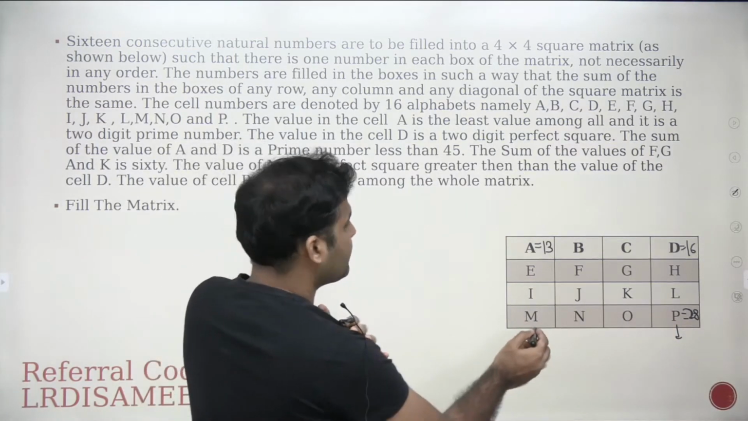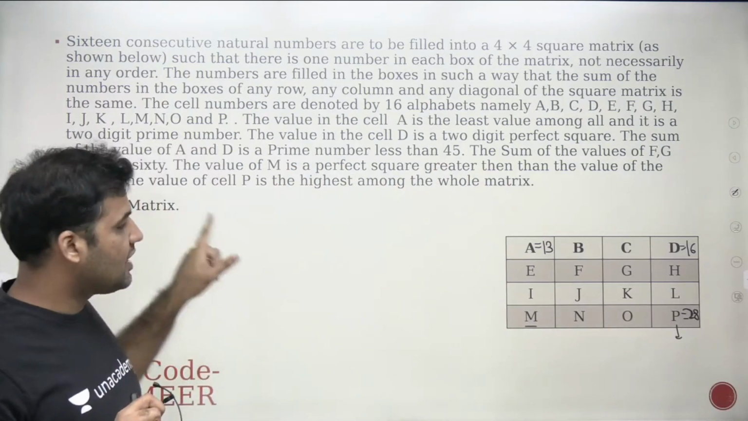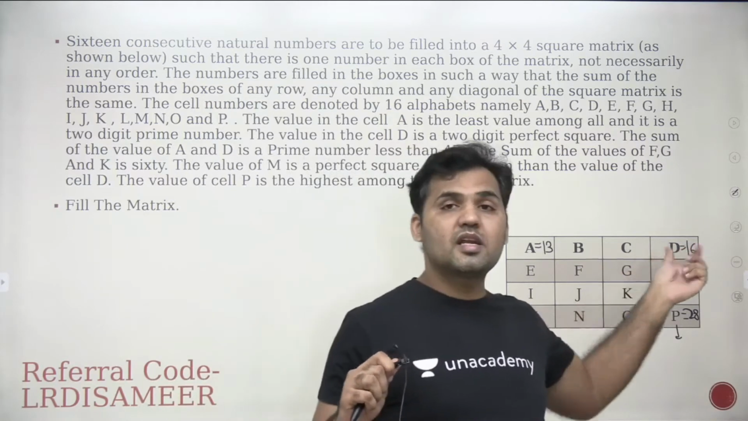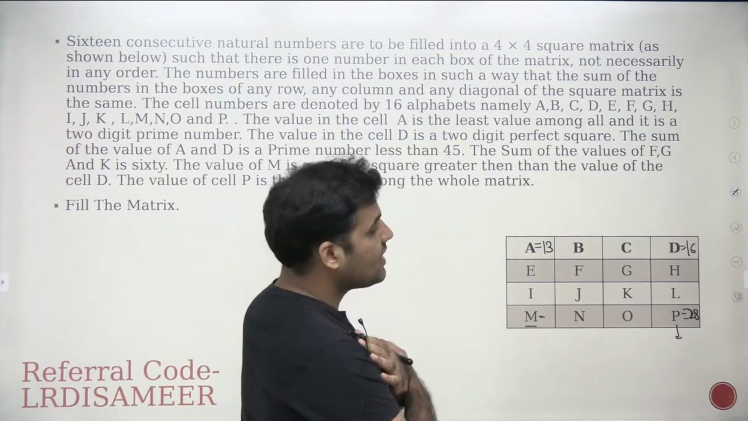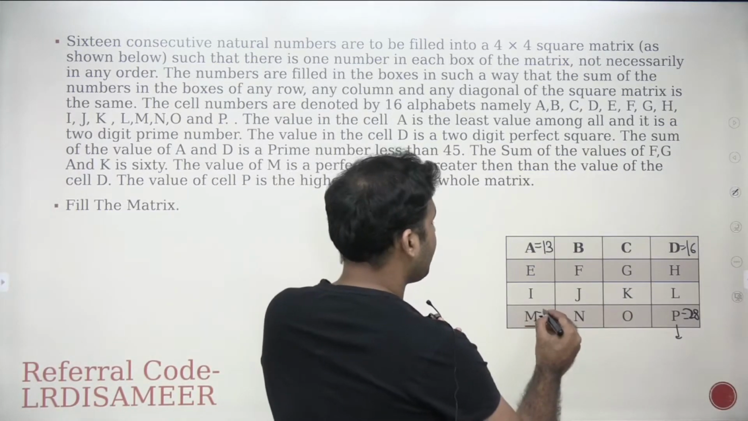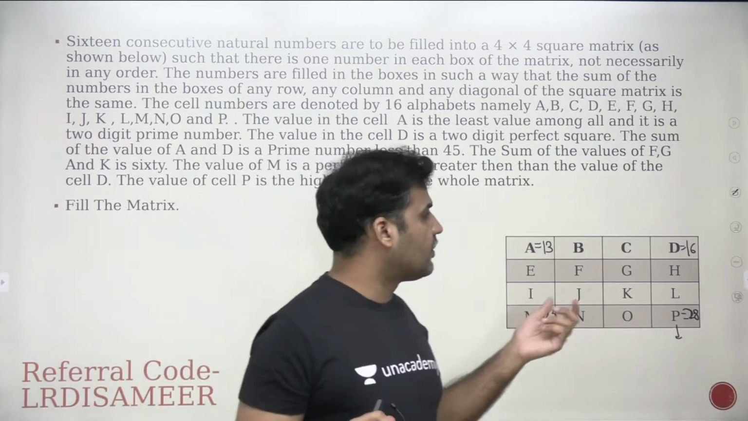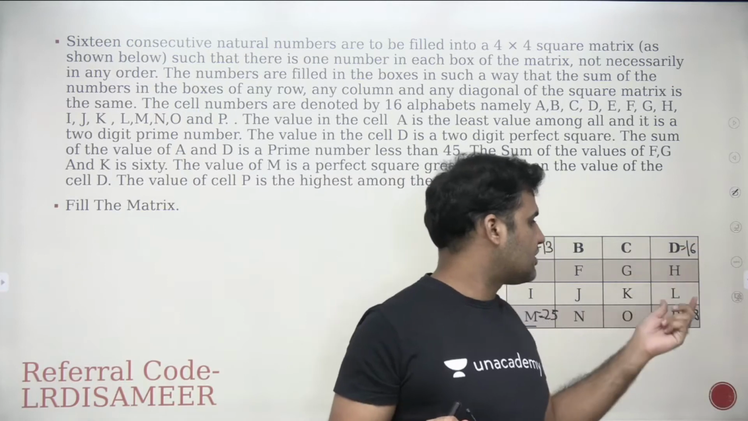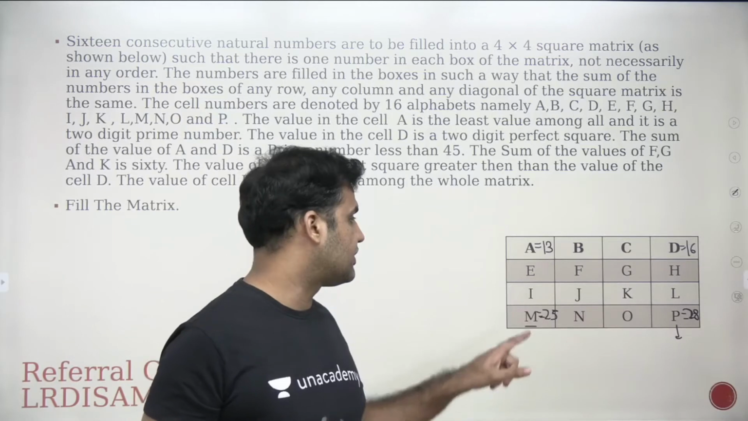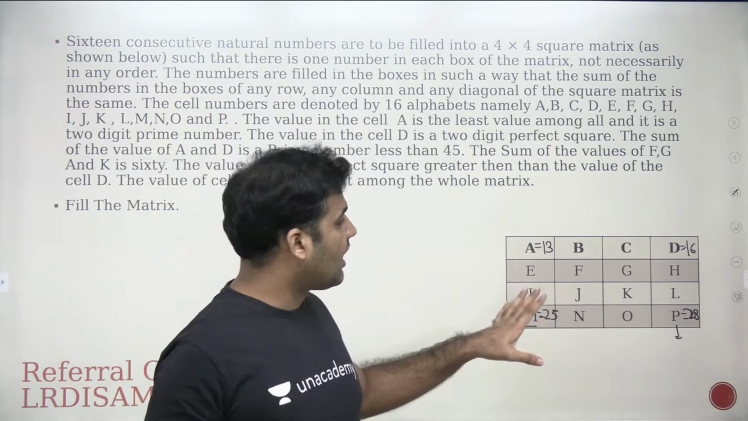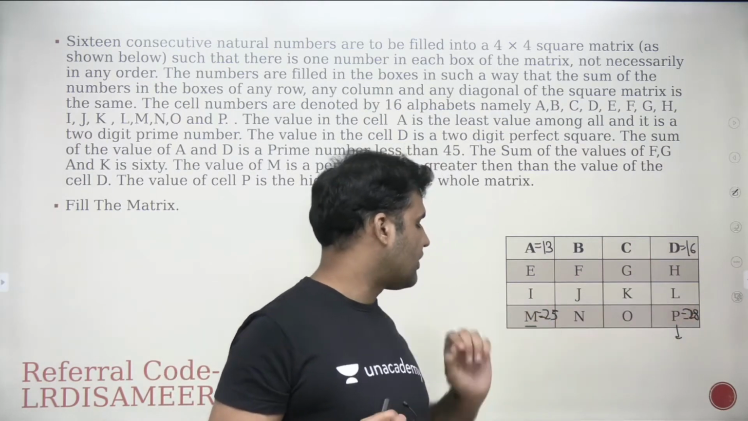Now, M is a perfect square also. The question says M is a perfect square greater than the value of D. M is also a perfect square, but it needs to be greater than 16. So what is the possible value for M? If M is greater than D and it's a perfect square, that means M has to be 25. M has to be a perfect square greater than 16 but less than 28. So the only possible value for M is 25. Now we have four values: 13, 16, 28 and 25.